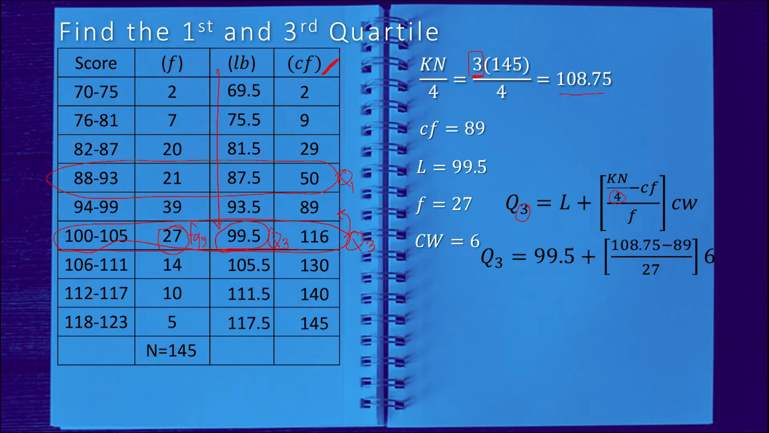Q3 is equal to 99.5 plus the quantity of 108.75 minus 89 all over 27 times by 6. And then, again, ang una po natin gagawin is to minus yung nasa numerator. 108.75 minus 89, that is 19.75. After po nun, divide and multiply.